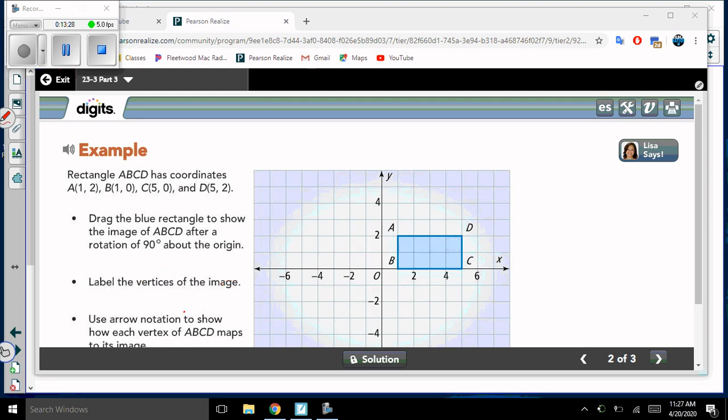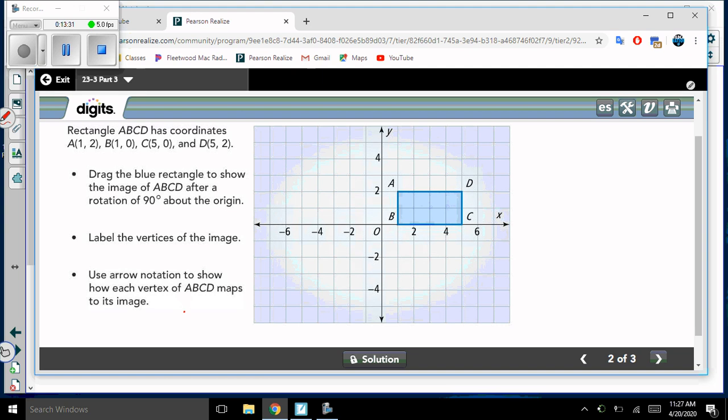So on slide 2, what they want you to do is take a peek at this. We have a rectangle with points (1, 2), (1, 0), (5, 0), and (5, 2). They want you to drag that rectangle to show the image of ABCD after a 90 degree rotation. The first thing you should be thinking about is, if I go 90 degrees of rotation, I'm currently starting in quadrant 1, which means I'm going to end up in quadrant 2. So if I take this figure and rotate it over, it's going to end up right there.